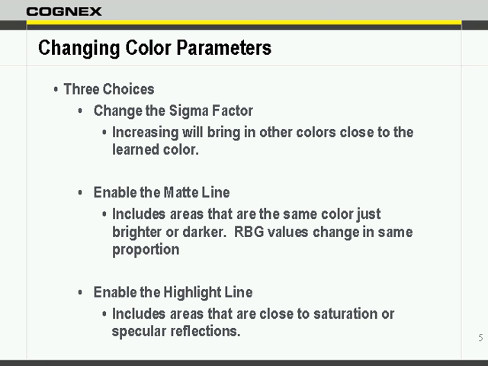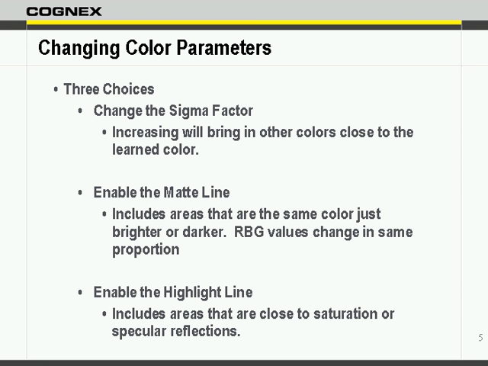So besides that point, there are three color parameters for these red, green, and blue values for this three-dimensional color space. These are color parameters that are pretty standard across the industry, and they can be modified to include more or less colors into your learned color, the model color. And these are the sigma factor, the matte line, and the highlight line.